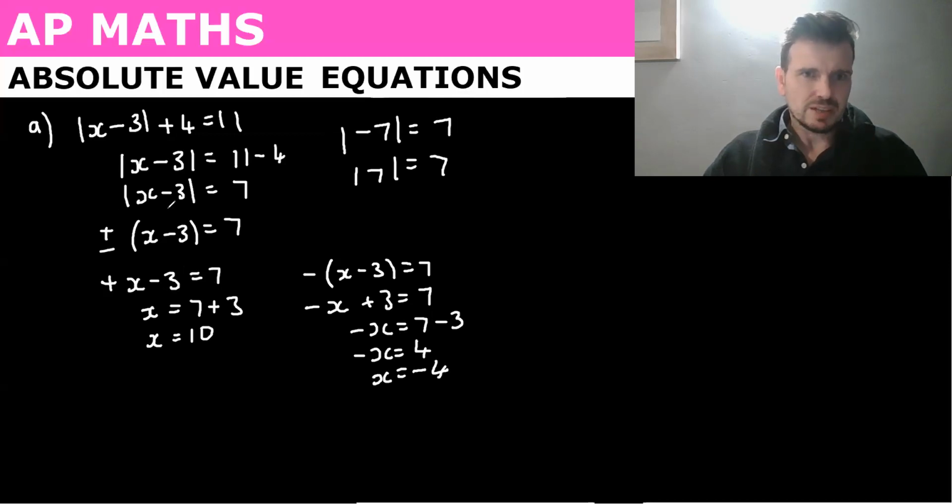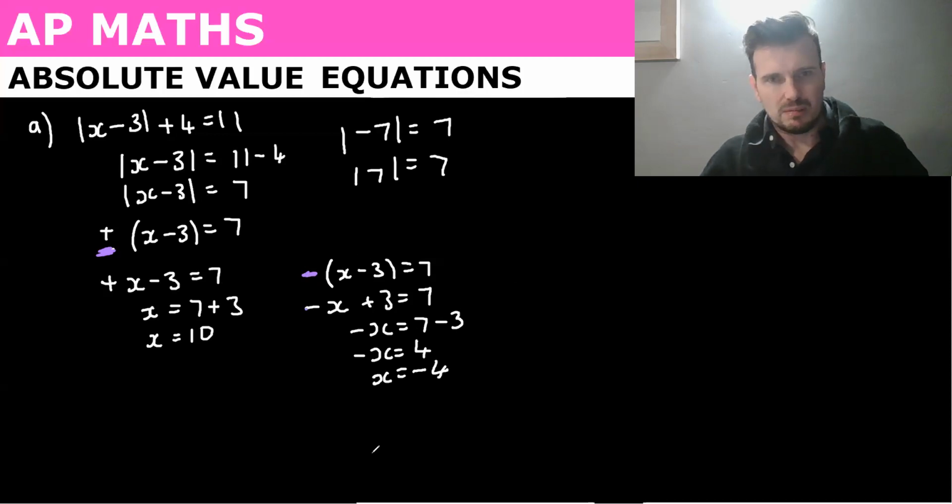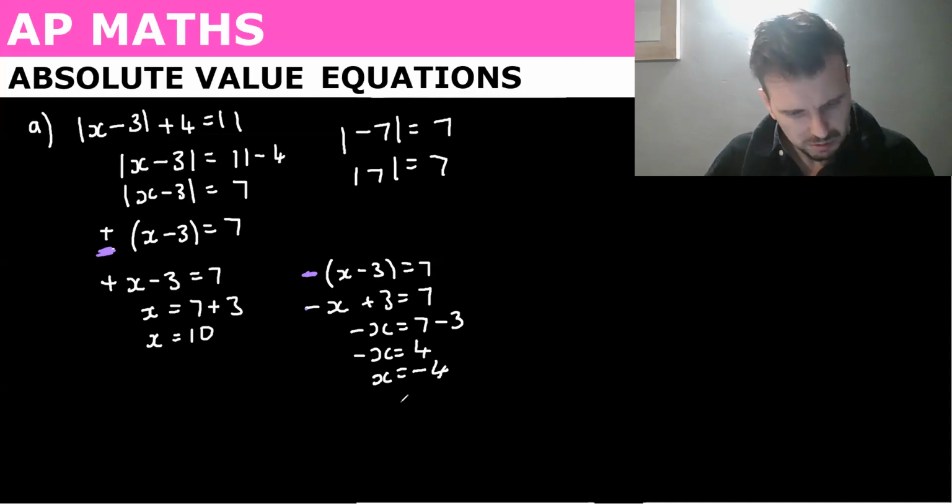So in a nutshell, what we do is we get the absolute value by itself, and then we just stick a plus and minus in front of that, and then solve for each. And so let me just do that in different colors. So this -1 here, we did over here. So when we times it out, it became -4 eventually.